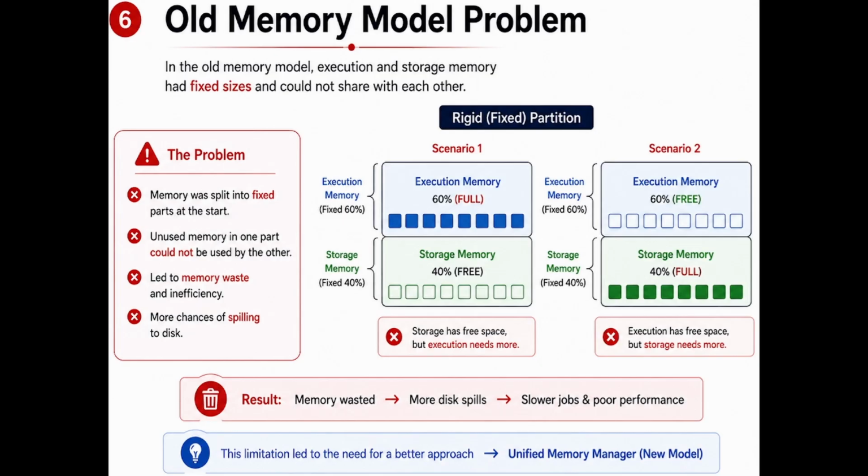Now let's see what the problem was earlier. In older versions of Spark, memory was divided into fixed parts. Execution had its own fixed space. Storage had its own fixed space. Now imagine this situation. Execution memory is full. Storage memory is empty. But still, execution cannot use storage memory. And in another case, storage is full. Execution is empty. Still, they cannot share. So memory is available but cannot be used. So the real problem was not lack of memory. The real problem was fixed memory design. This leads to memory waste, more disk usage, and slow jobs.